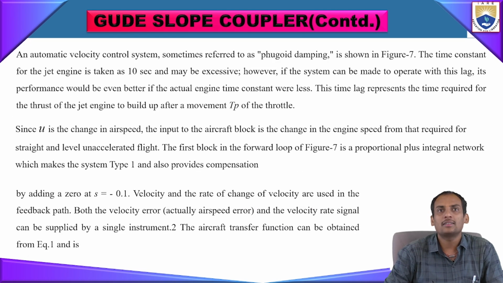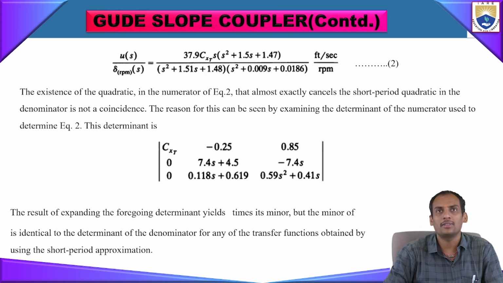So by adding s equal to 0.1, the velocity and the rate of change of velocity are used in the feedback path. Both the velocity error and the velocity rate signal can be supplied by a single instrument. The aircraft transfer function is obtained from the first equation, the longitudinal equation.